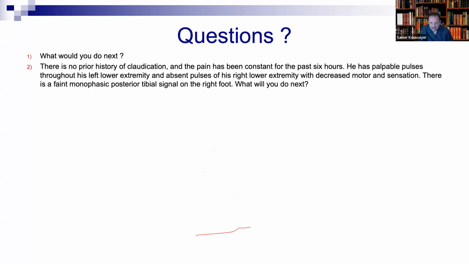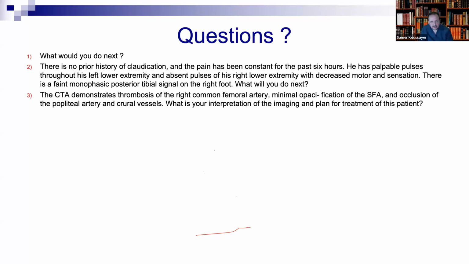In the exam, if the patient comes like that, I'll do CT angiogram. I want to know my inflow and outflow, where the blockage is, and how to treat it. As long as you tell him it can be done as soon as possible, because I don't want to delay, his ischemia is 2B. Okay, so that's the way you answer. So a CT scan shows thrombosis of the right common femoral artery, minimal opacification of the SFA, occlusion of the popliteal artery and crural arteries. What's your interpretation of the imaging and plan for treatment? How can you treat this patient?